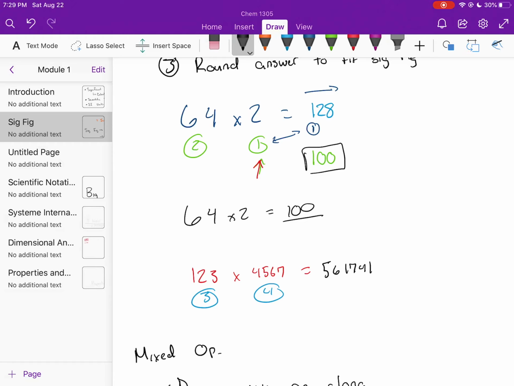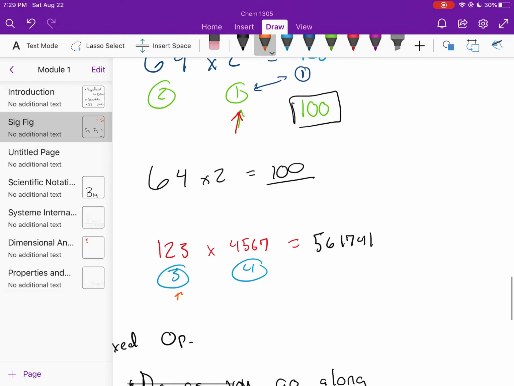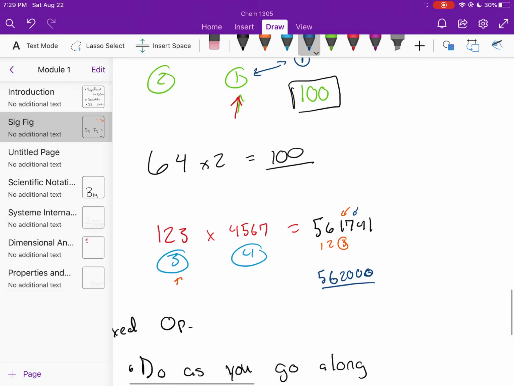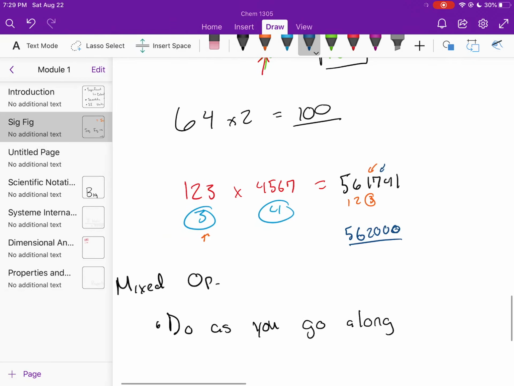Right? So we want to round this only up to the 3rd significant figure. So that's 1, 2, 3. Let's round at this area. Because this number is higher than 5, that means we round up. So our answer is looking something like this. It has 0s at the end: 562000, or 562,000.